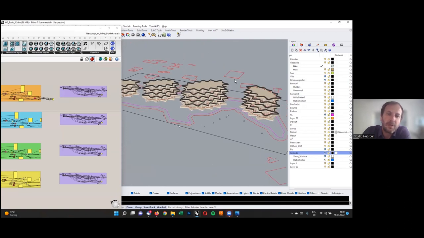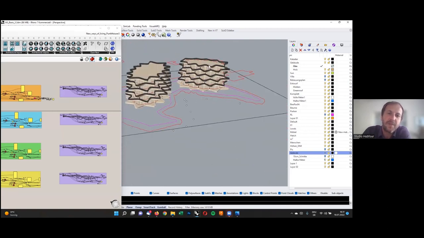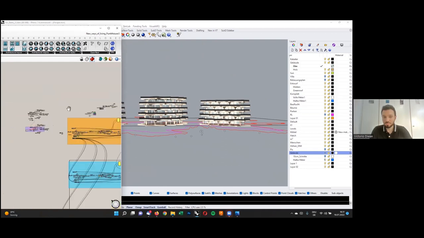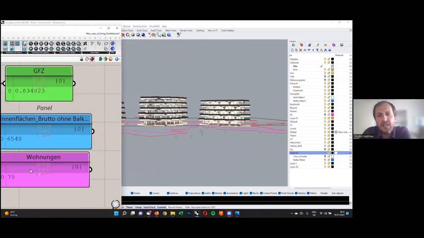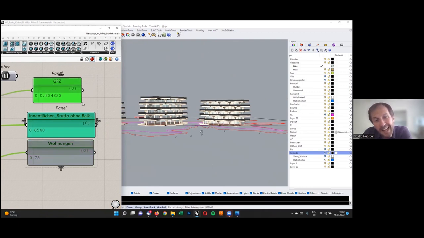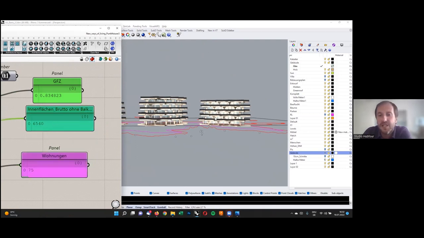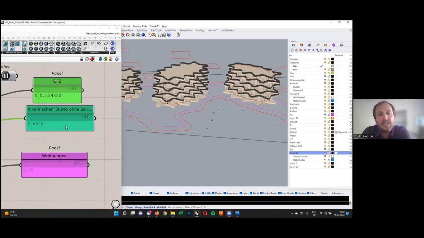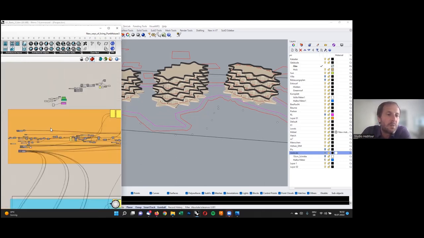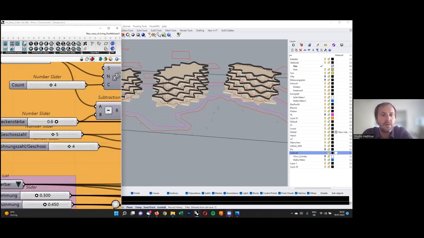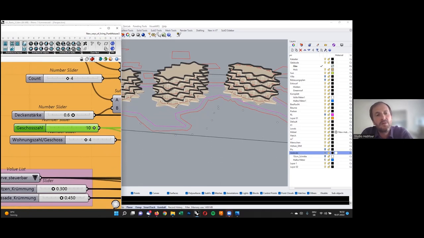It gives us the possibility to try this in scale: how many floors you need, what the system behind it is, and come up with some basic information for the client, how many flats are possible, what is the size of the whole system. What if we do more floors, for example 10 floors? It runs through the whole system. It takes a while because it's my laptop, sorry.